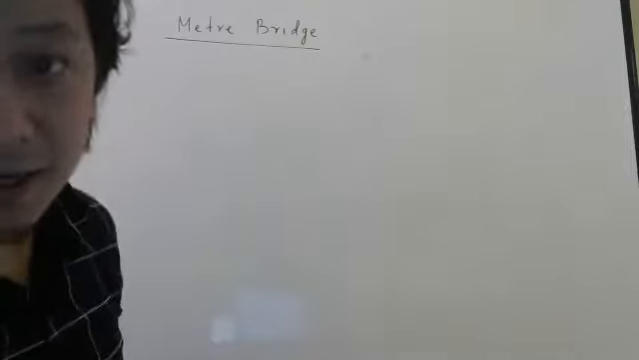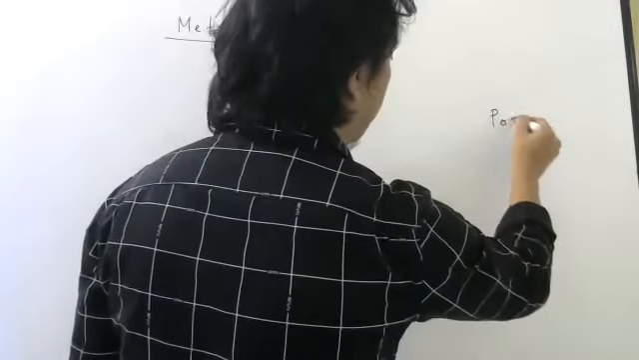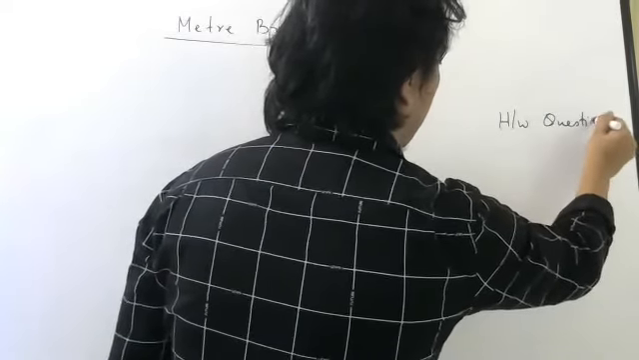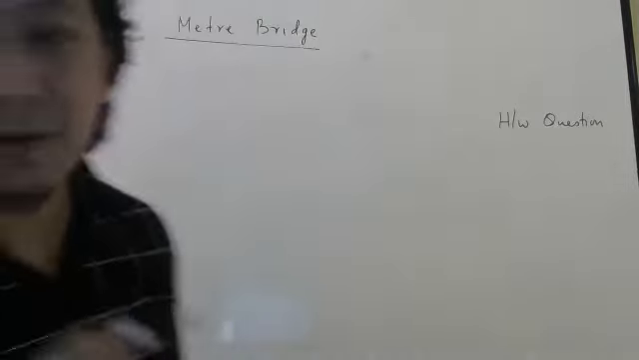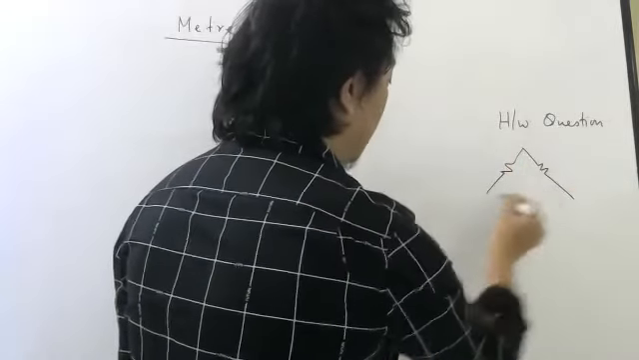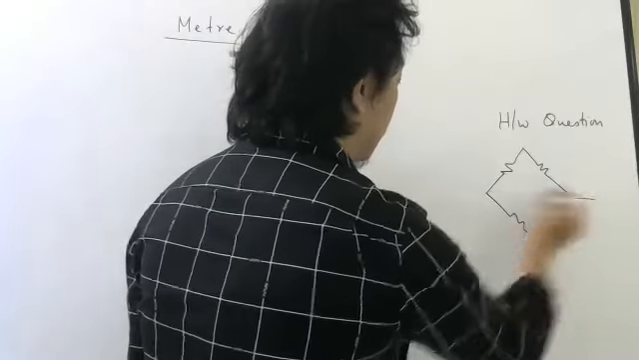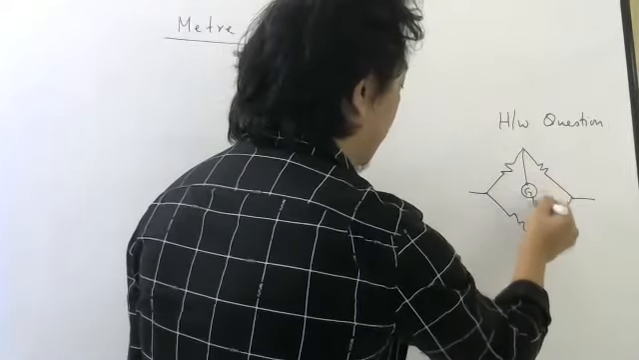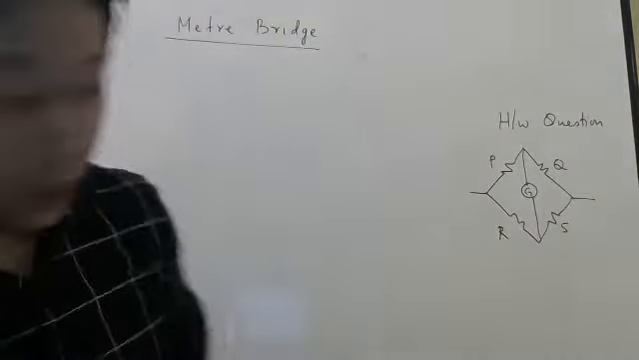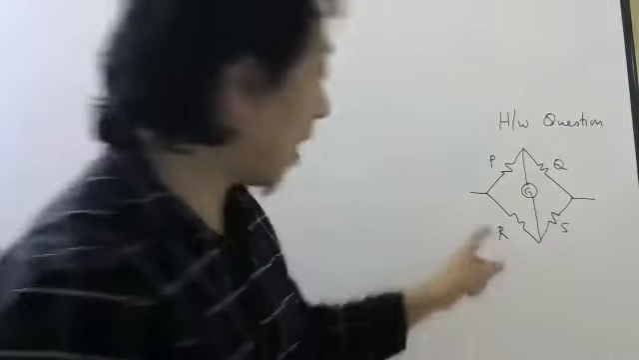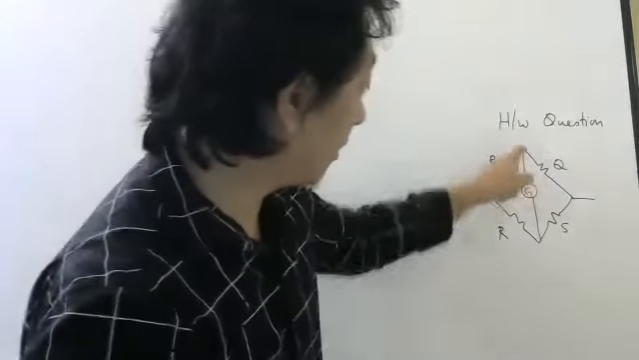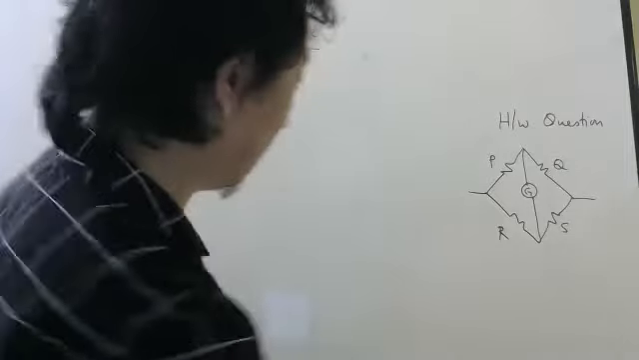But before I do that, let me post one homework question for all of you. Try to answer it in a simple way and not do too much mathematics. Okay, so the question is like this. Here is P, here is Q, here is R, here is S, and here is your galvanometer. Now, when P by Q is equal to R by S, what do we know? No current will flow this way because this point and this point will be at the same potential.